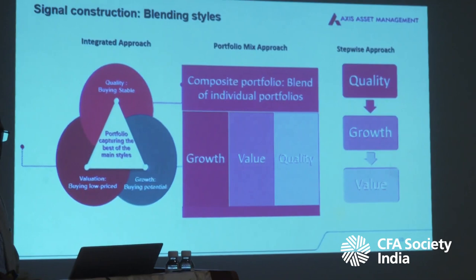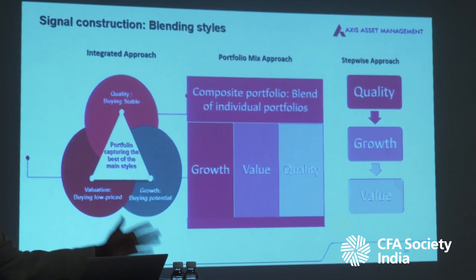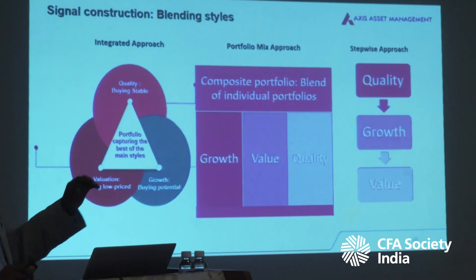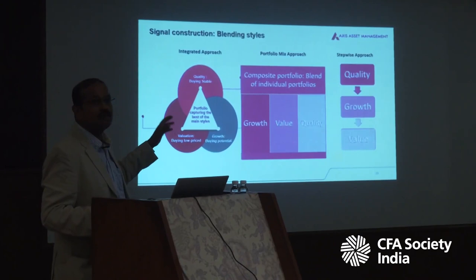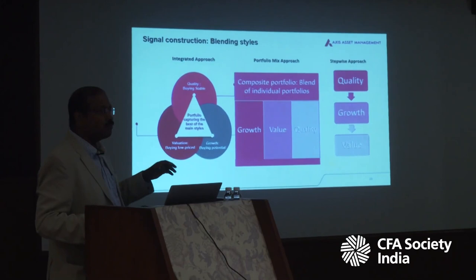The other process is a stepwise approach where you say, for example, I want to be quality biased. So you say, I will first filter my universe of stocks based on quality. Then within that, I will look for growth. And once I've filtered based on quality and growth, I subsequently look at value within that spectrum. So you are taking a stepwise approach to put your portfolio together.